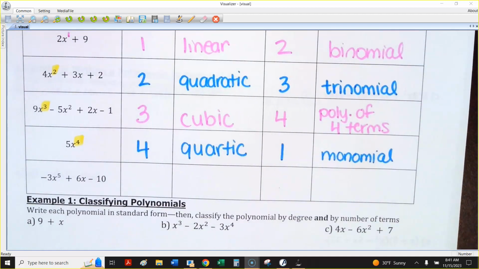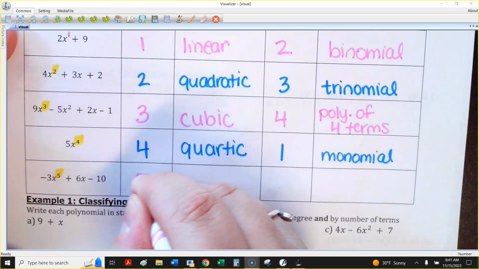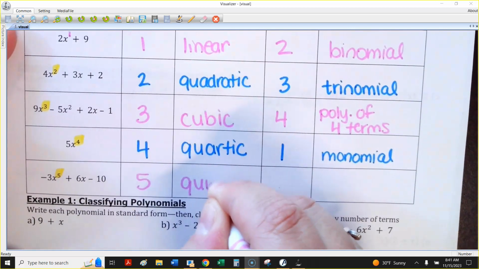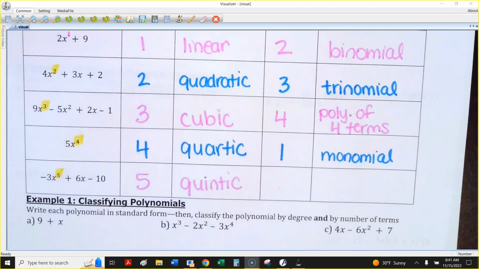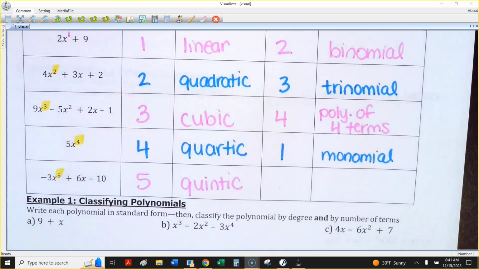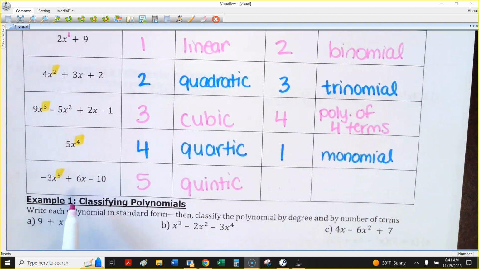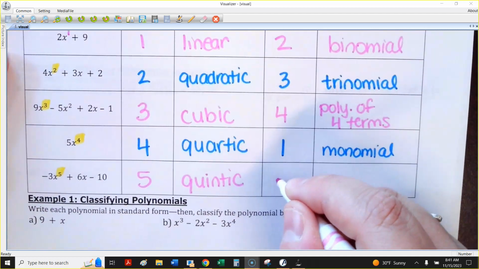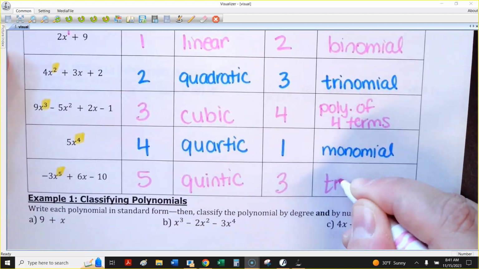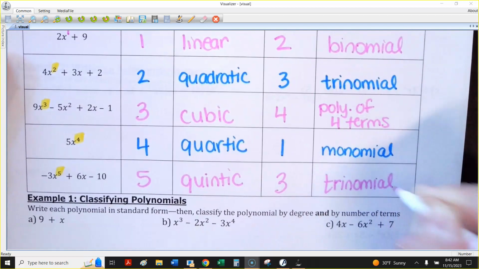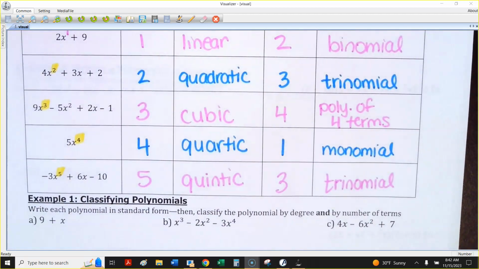All right, and then I highly doubt anybody would have heard this one. So the last one, my highest power of x is 5, so this would be considered a 5th degree. This is called quintic. And there are other names beyond this, but we're not going to go for anything higher than a 5th power in this class for labeling of any kind. I've got 3 different terms. The negative 3x to the 5th, that's a term. 6x is a term. Negative 10 is a term. So there's 3 terms here. So this would be a quintic trinomial as the name.